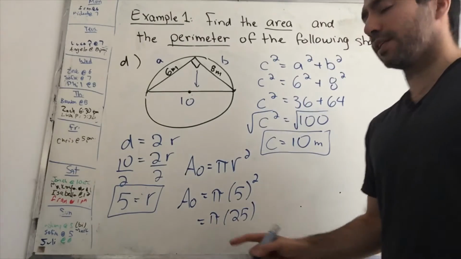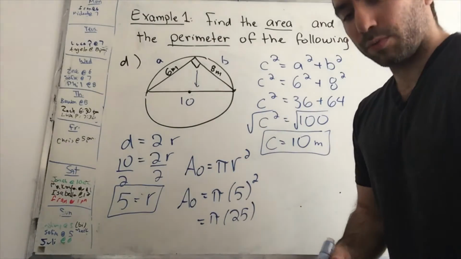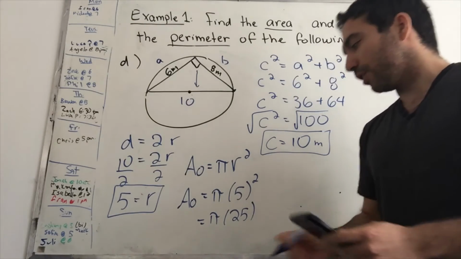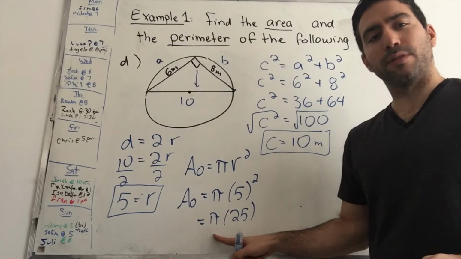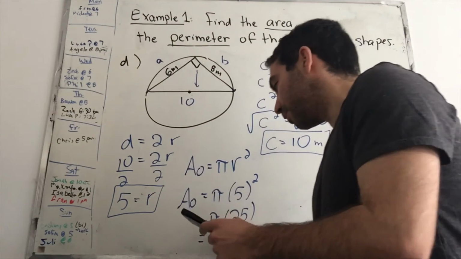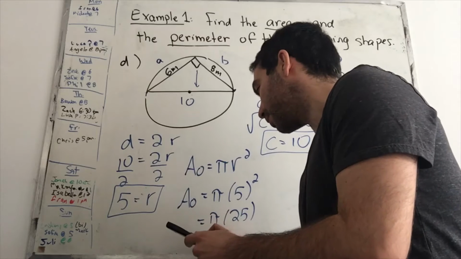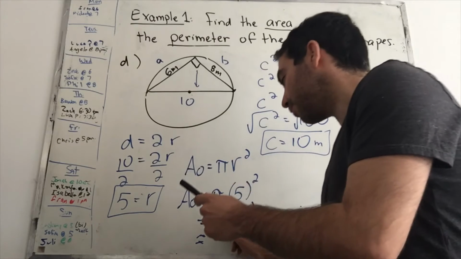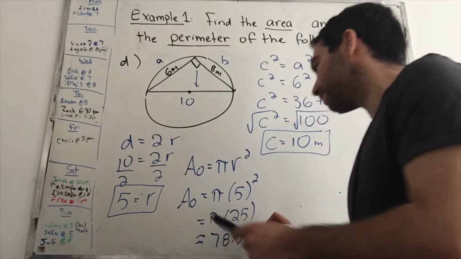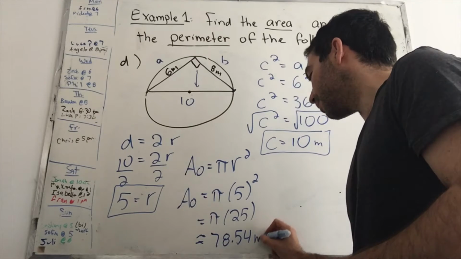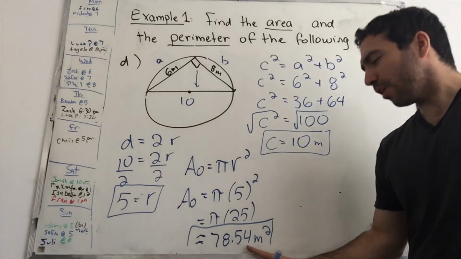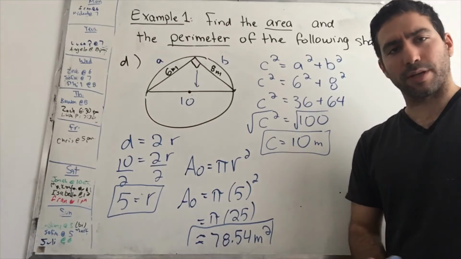And we can leave our answer like this as 25 pi, or we could put it as a decimal and multiply this. You could also use the number 3.14 if your teacher accepts that. Those are all okay answers. So we could also approximate this to 3.14 times 25, which is about 78.54. Okay, and the units are meters squared because it's area. If you're off by like 0.1, that's okay as well.